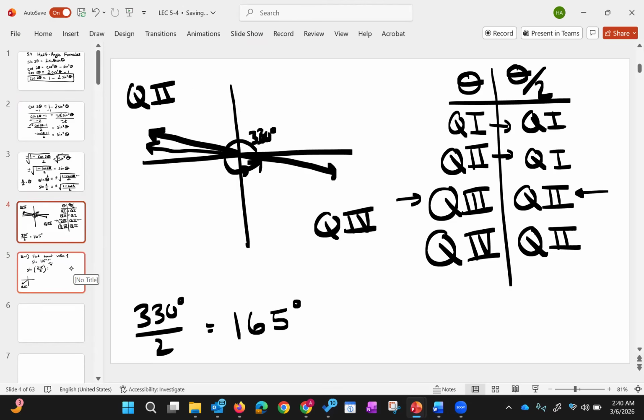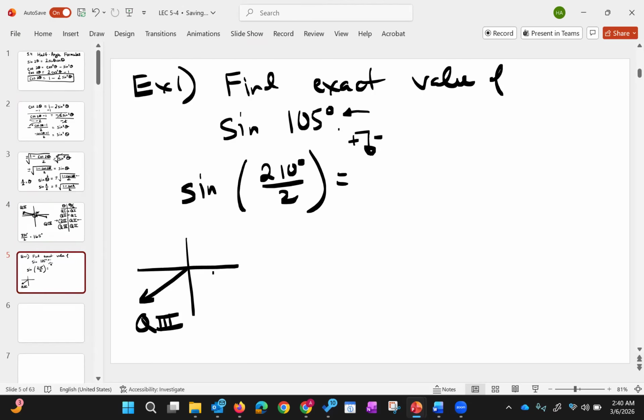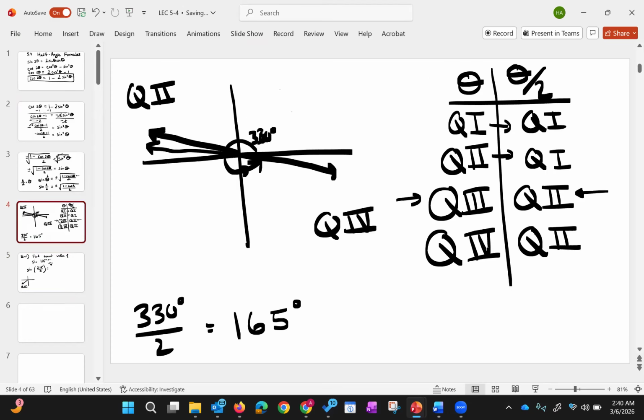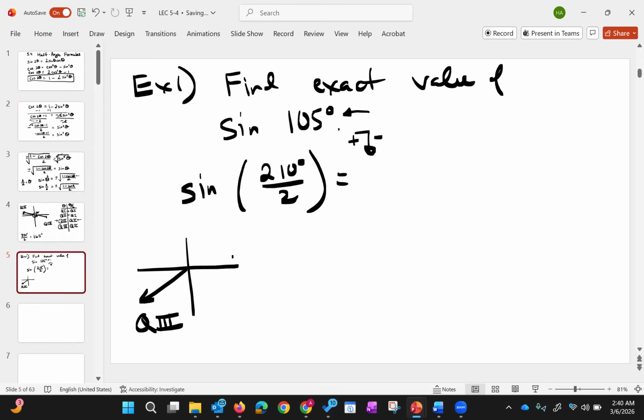So now the question is this: is sine positive in quadrant 2? Our angle ended up right here. And we know the angle because it's 105. We know 105 is here. But in quadrant 2, is sine positive or negative? Well, since sine is controlled by the y-coordinate, it is positive. Right? Because the cosine is negative, but the sine is positive in quadrant 2. So what we're going to do is we're going to put a little plus sign.